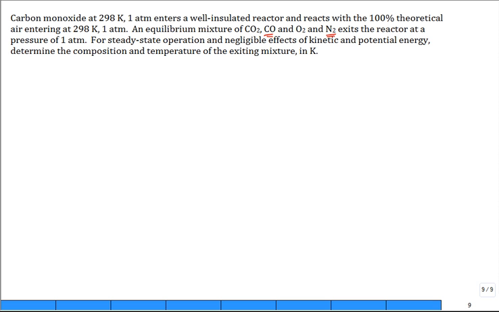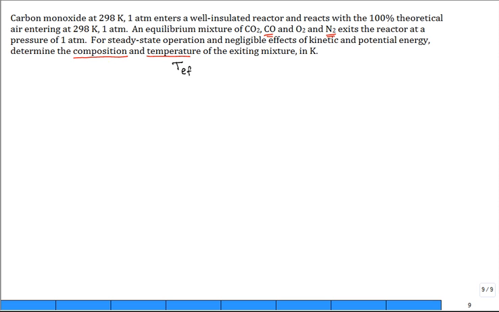And it says now, for steady state operation and negligible effects of kinetic and potential energy, determine the composition and the temperature of the exiting mixture. So this temperature that you're going to calculate is not the adiabatic flame temperature, it's our equilibrium temperature, right? It's our equilibrium flame temperature. If you want a different subscript on that, that's fine.